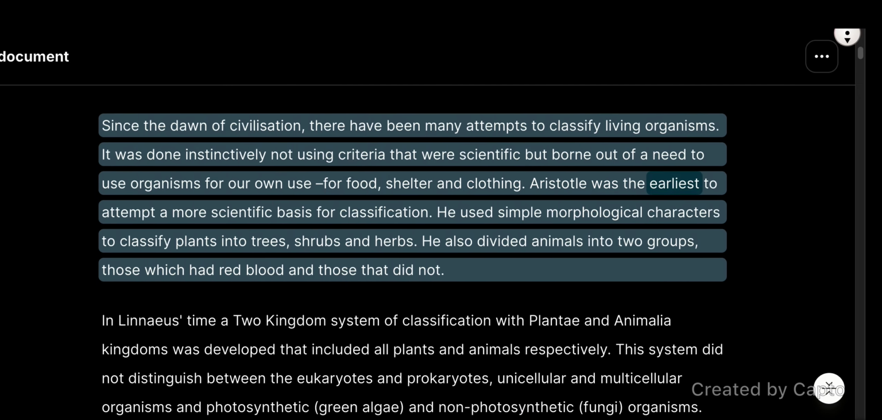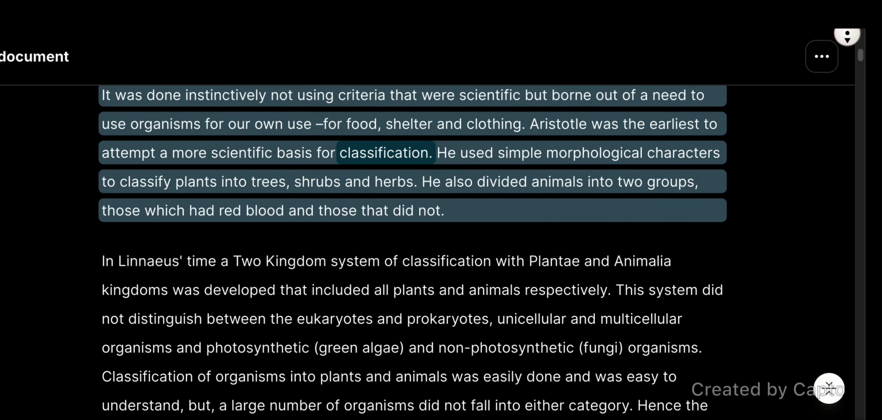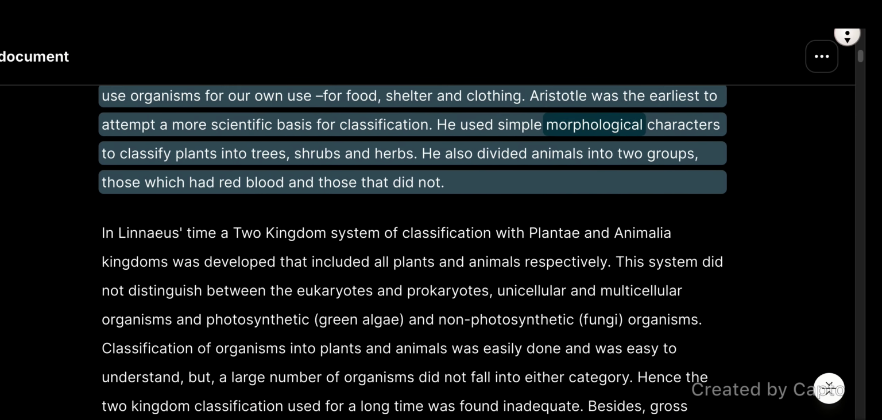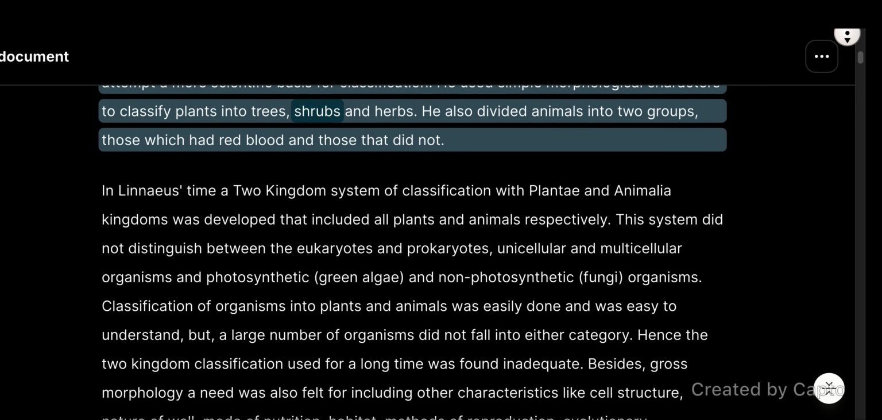Aristotle was the earliest to attempt a more scientific basis for classification. He used simple morphological characters to classify plants into trees, shrubs, and herbs. He also divided animals into two groups, those which had red blood and those that did not.